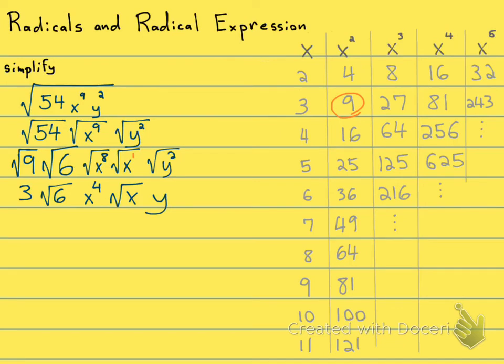Let's put them all together. On the outside, I have 3 x to the 4th y. And what's left under the radicals is going to be 6 and x. 6x. And that's it.